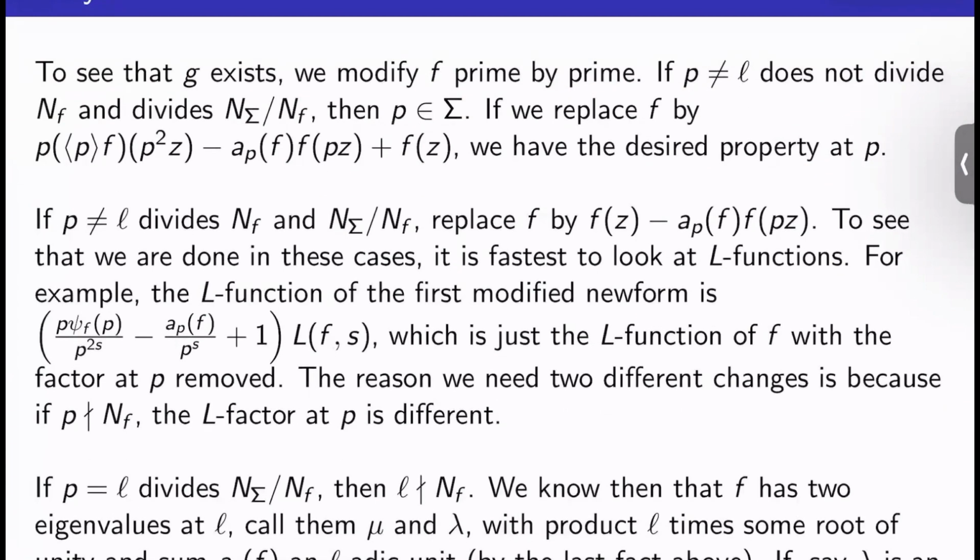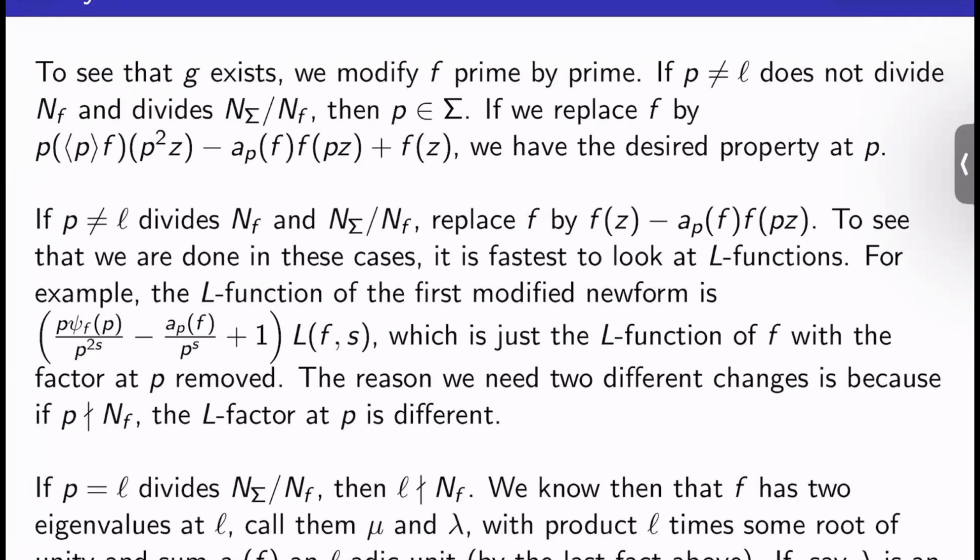If P doesn't equal L and divides N F and n sigma over N F, replace F simply by F of Z minus A P F times F of P Z. So it's a simpler modification in this case, right? To see that we're done in these two cases, it's fastest to look at the L functions of the associated new forms that we just built.